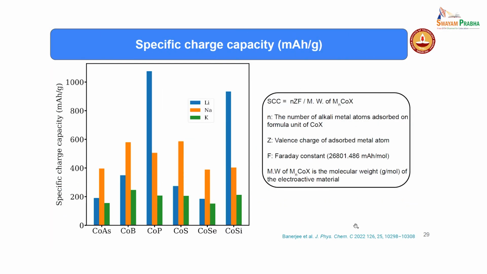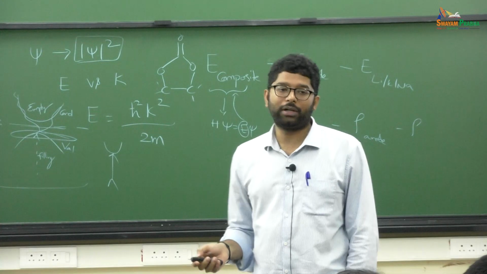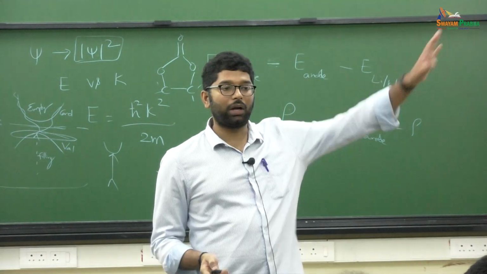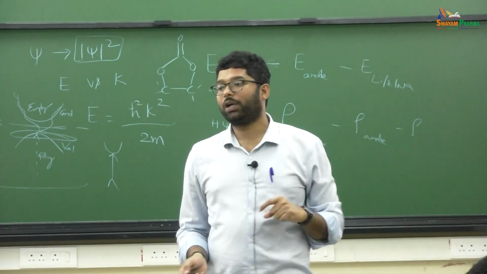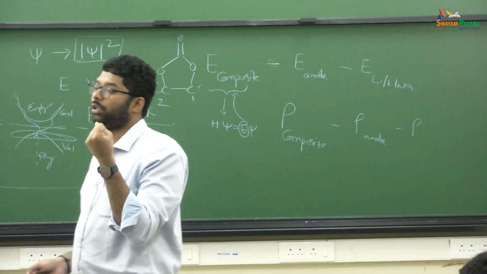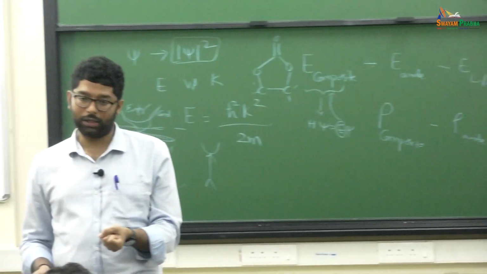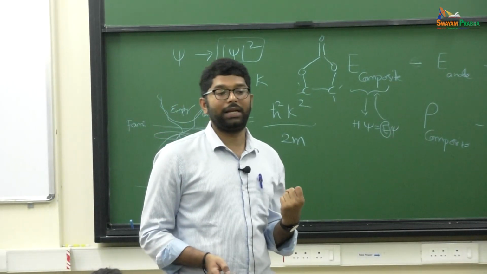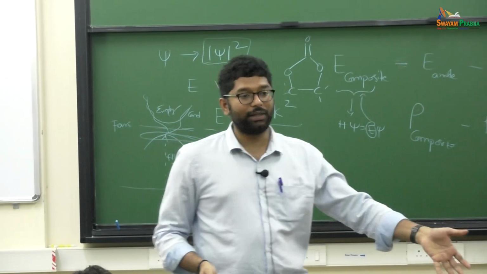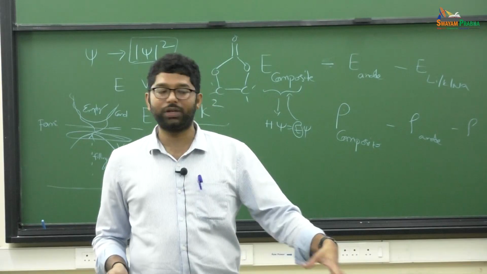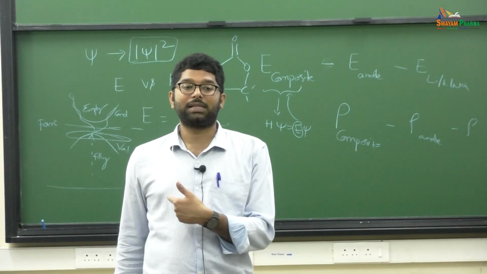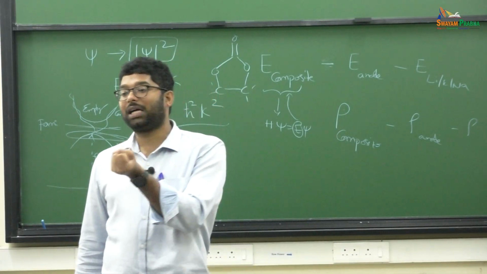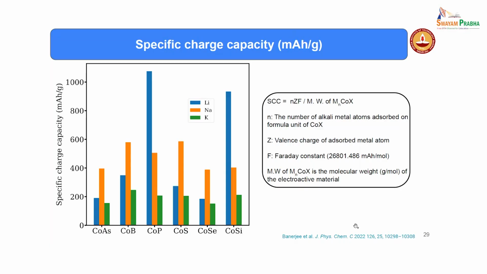Next, we calculated the specific charge capacity. I told you about the specific charge capacity earlier. So we already calculated the voltage. Now we wanted to calculate how much charge this material can hold. Potential is only telling about how much it can deliver, how much work it can do, whereas the charge, how much this particular material can hold, will be understood by calculating the specific charge capacity.